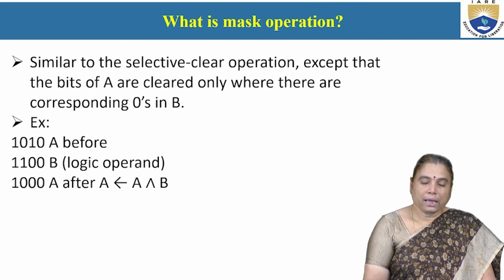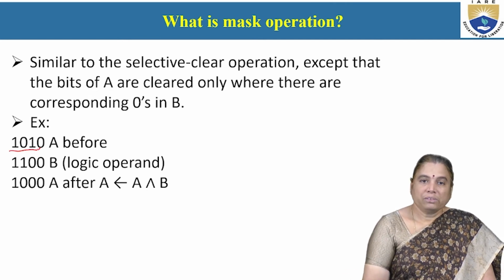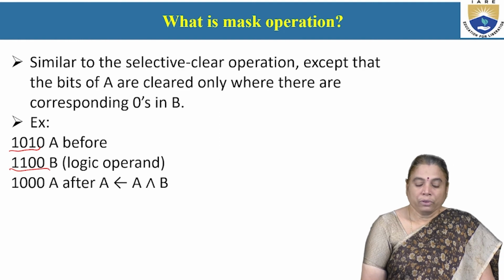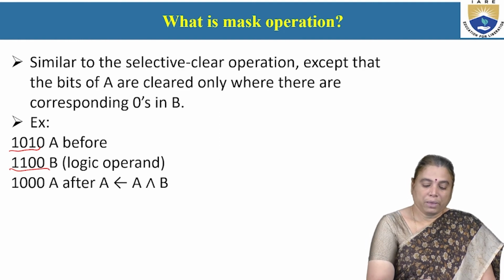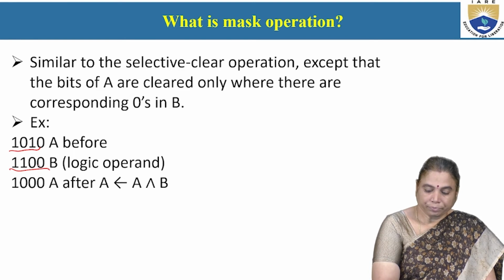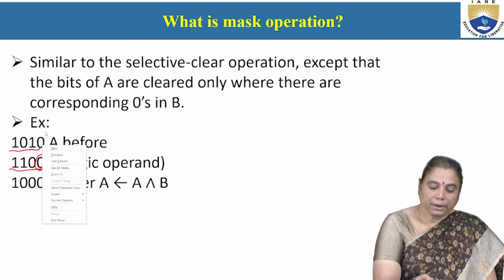So consider an example. A register can contain the value 1010 and B register can contain the value 1100. Now we have to take the B bit value. It is a 0. So the corresponding bit in the A can be cleared. It is also the 0. So the same 0 can be written here.